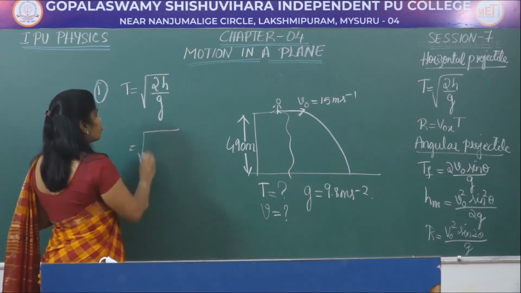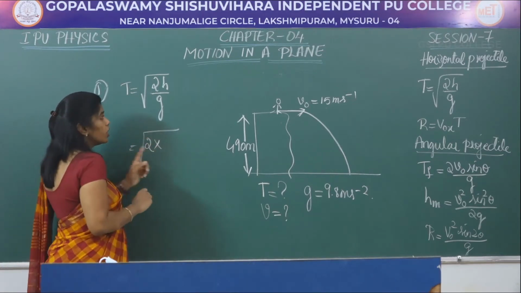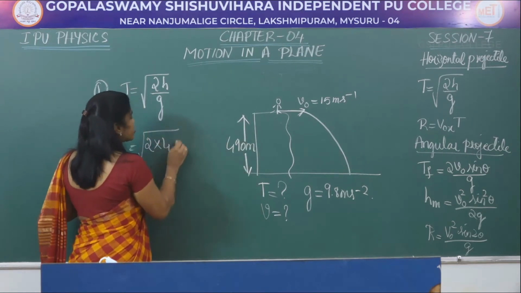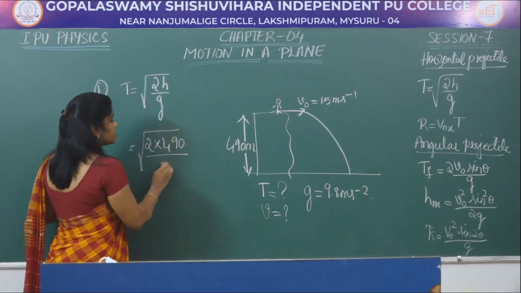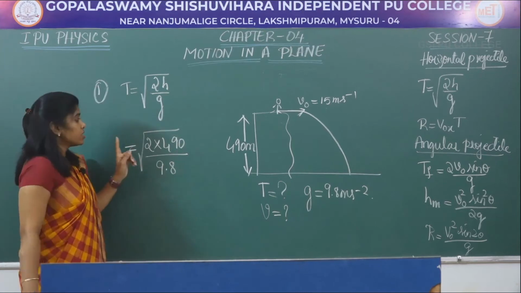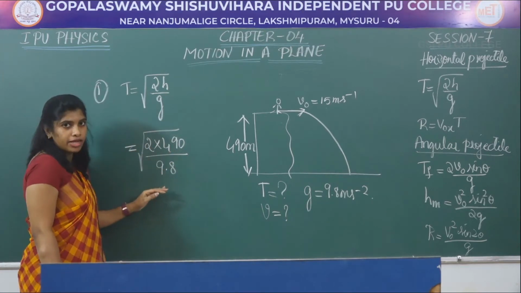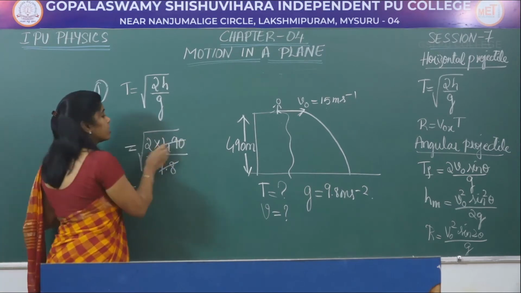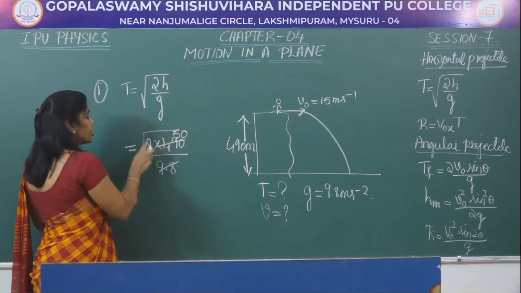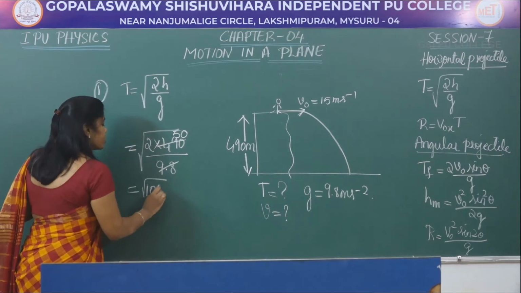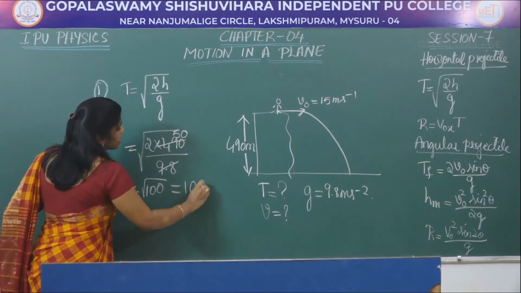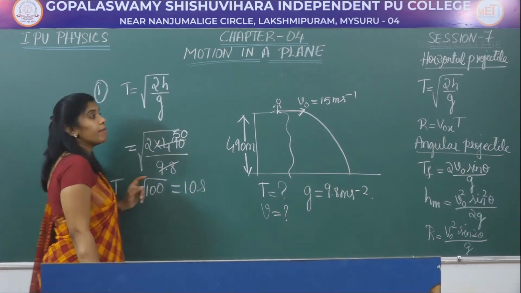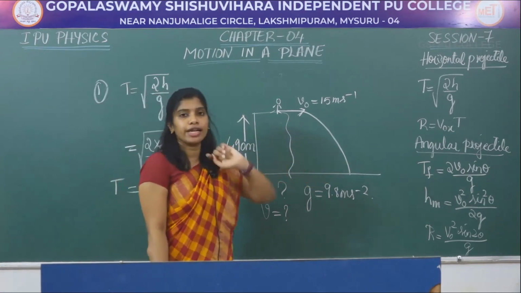To find the time of flight, I am going to take 2 into h. h is the height, that is 490, divided by g, which is 9.8. This is 2 into 490 by 9.8. 9.8 fifties are 490. So 50 into 2 is 100, or you can write this as 10 seconds. So the time taken by the stone to reach the ground is 10 seconds.